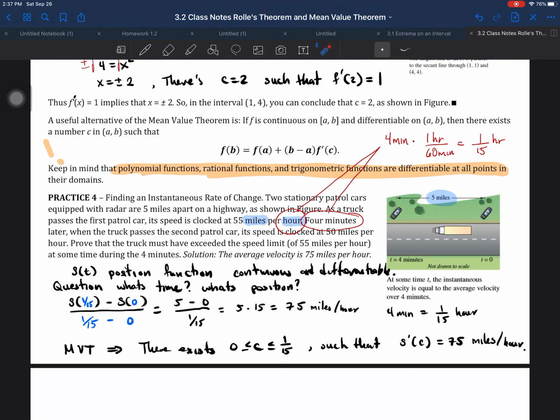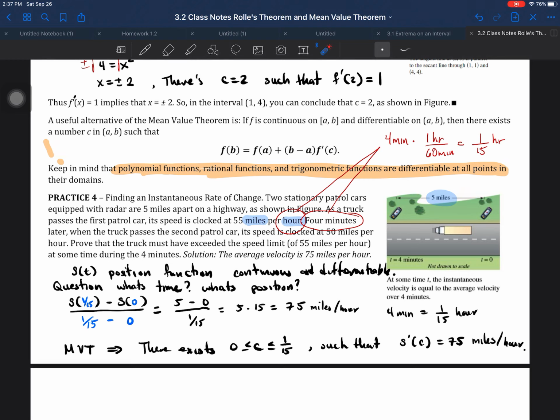That's something we can easily convert by thinking about 4 minutes times the value of 1. This is technically 1 because 1 hour is equal to 60 minutes. The minutes go on the denominator and the hour on top, so that the minutes cancel each other out, and now you have 4 times 1 hour over 60, which gives you 1/15 of an hour. So 4 minutes is 1/15 of an hour.